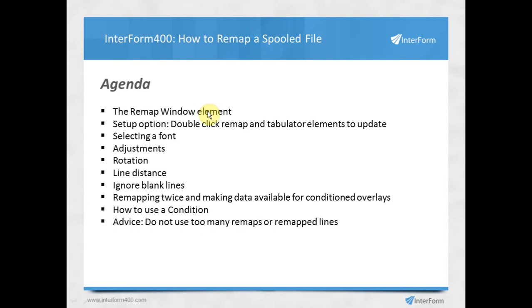First, an initial introduction to the remap window, an explanation about an option to make it easier for you to update, and to make sure you're not by accident changing any remaps. Then selecting the font for the text you're placing in the output, adjustments, rotation, line height or line distance of the output, how to ignore blank lines, and how you can remap something twice. You can even use conditions on a remap window, and finally an advice about the use of the remaps.